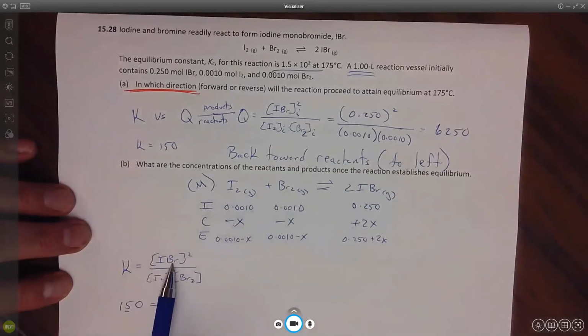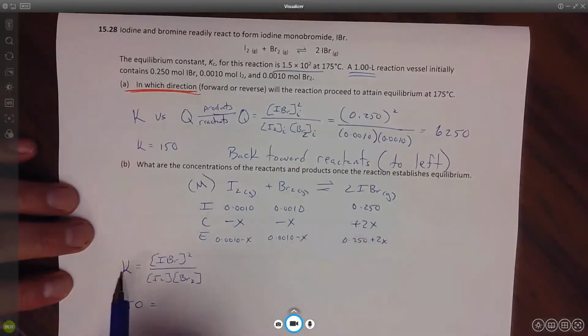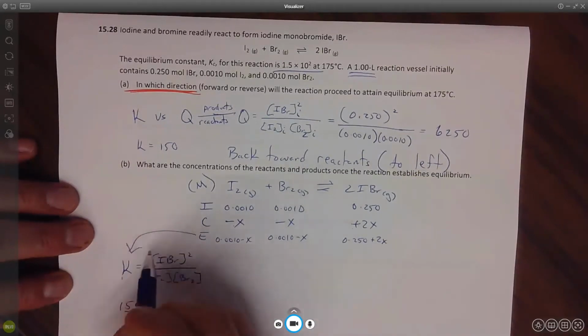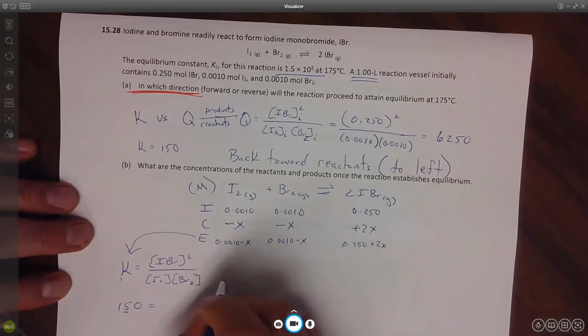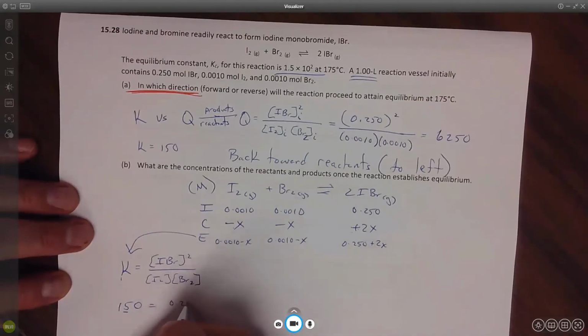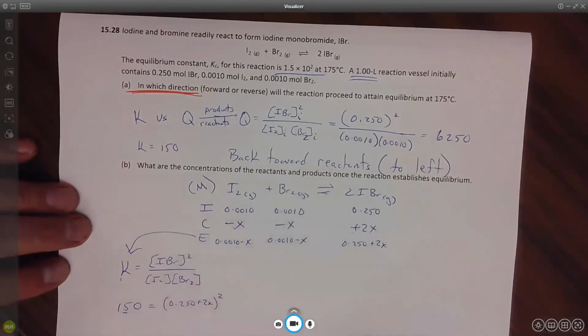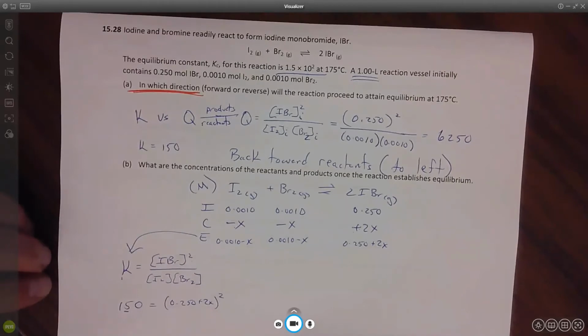That would be the 0.250 plus 2x. Right, again, this is equilibrium. So these are equilibrium concentrations. So this will be the 0.250 plus 2x. And don't forget these coefficients. That is a very common mistake. Okay, and I'll be stressing that throughout the next several chapters. The next several chapters all involve equilibrium.